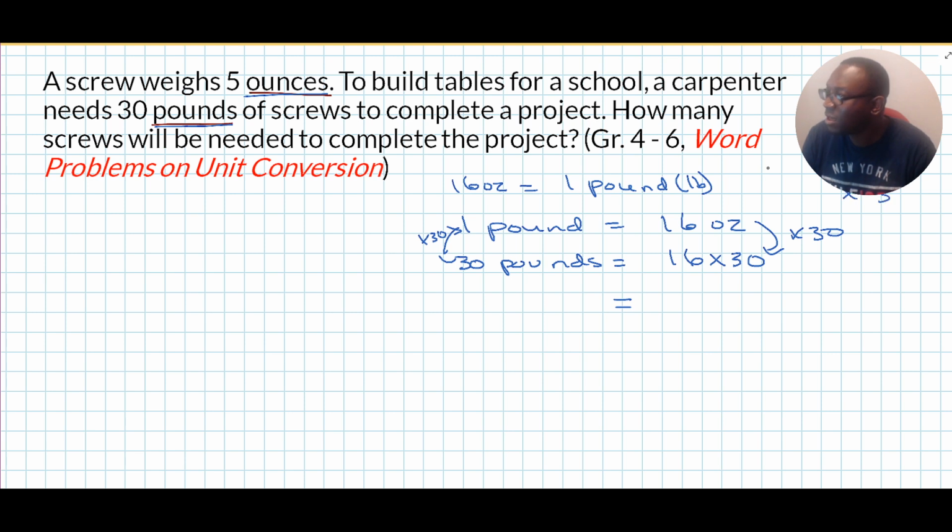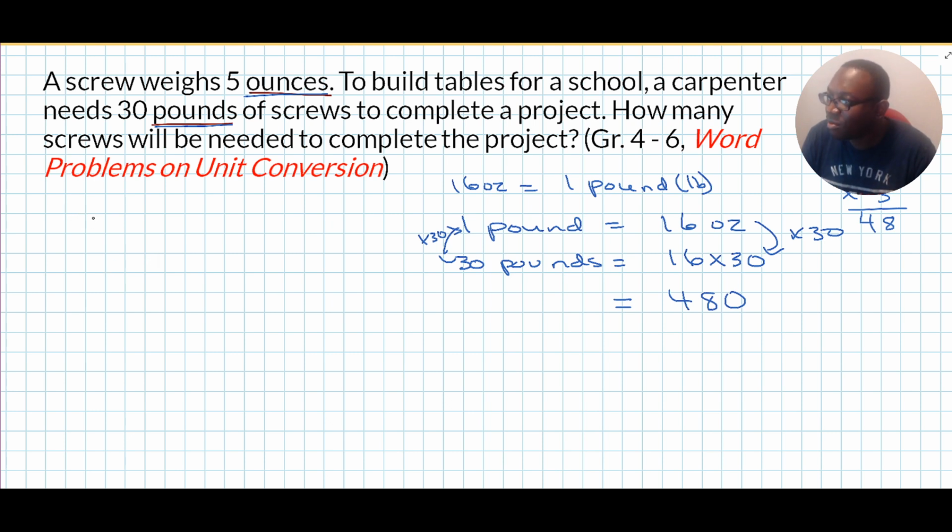Let's put the 3 here. Let's erase that. So 16 multiplied by 3, I have 6 multiplied by 3, I have 18. Write 8 here, bring 1 up here. 1 multiplied by 3, 3 plus 1, 4. So this is going to give me 480. So we now have 480 ounces of nails.